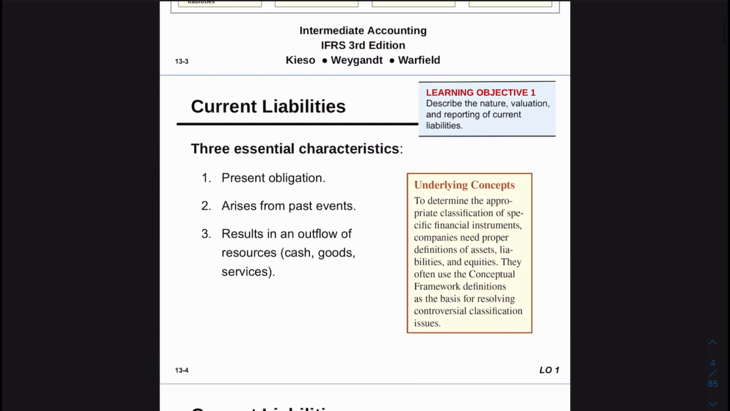So, first of all, what is a current liability? A current liability is something that happened in the past. Maybe we've purchased something, maybe we've taken a loan, maybe someone has performed services for us and we didn't pay for it, which results in a present obligation, and we will have to sacrifice some economic benefits in the future. So it is a present obligation arising from a past event, and because of it we may have to pay some cash, provide goods, or perform services in the future.